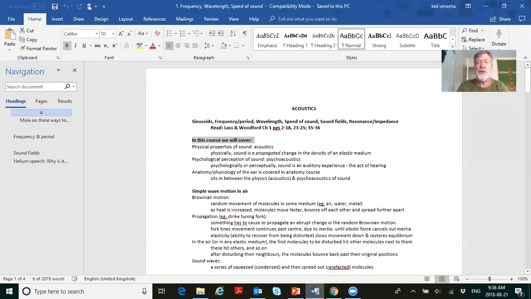Let's go back to our notes. In this course, we will be covering physical properties of sound, acoustics. Now, look at this weird sentence here that I've highlighted. Physically, sound is a propagated change in the density of an elastic medium. Oy, weird. Okay, let's talk about what that is. If a tree fell in the woods and no one was there to hear it, would there be a sound?